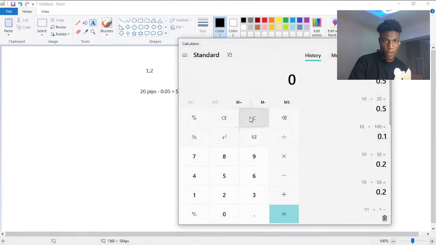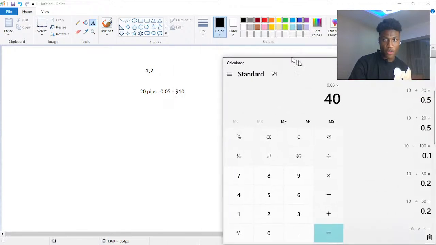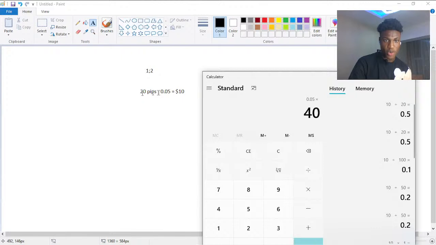So, 0.05, which is the required lot size I want to use for this particular trade. If I'm risking 20 pips with 0.05, to get my profit level, I just have to multiply by 40 pips. If you don't know how I got 40, remember 20 pips is the risk and my reward is 2. So I just multiply 1, which is the risk, 20, by 2. That's why I got 40 pips.